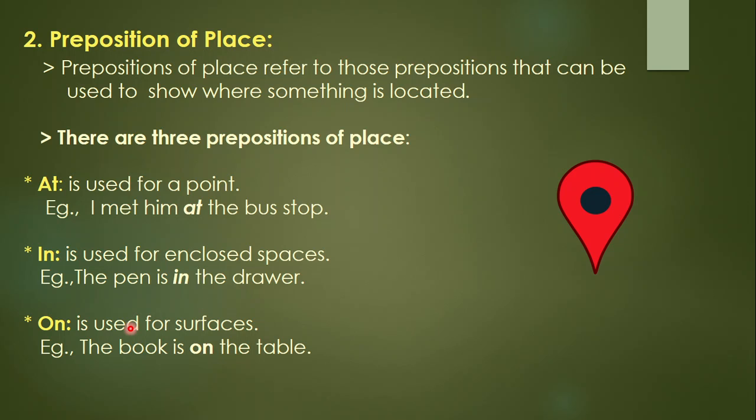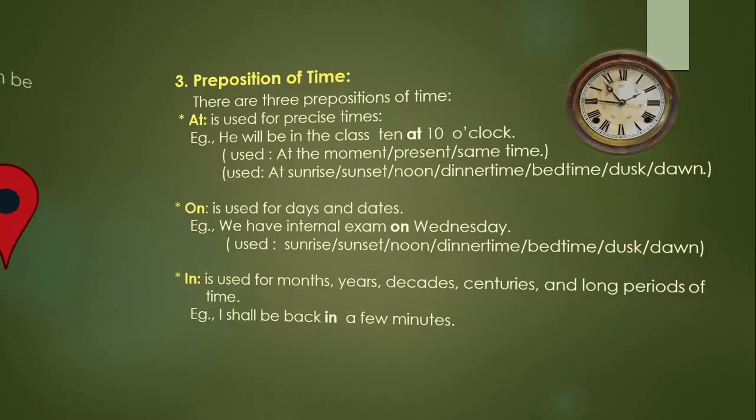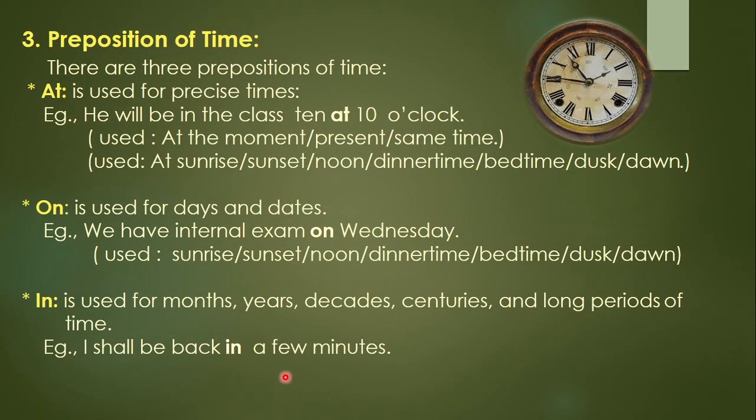Next one, on is used for surfaces. Again, there we have seen it in movement, and here we are seeing it in place. Okay, the book is on the table. Okay, yes. So here it is the preposition of place.